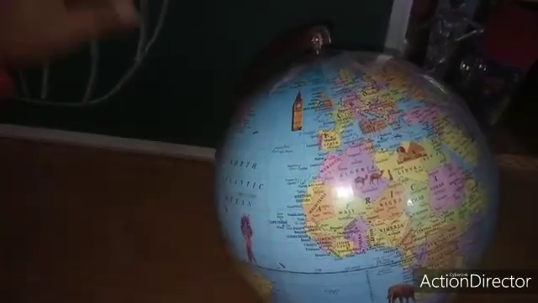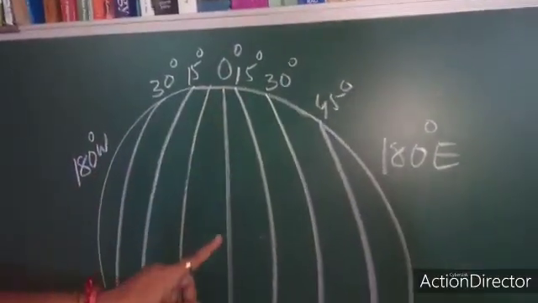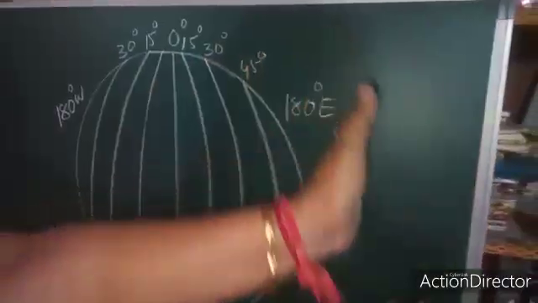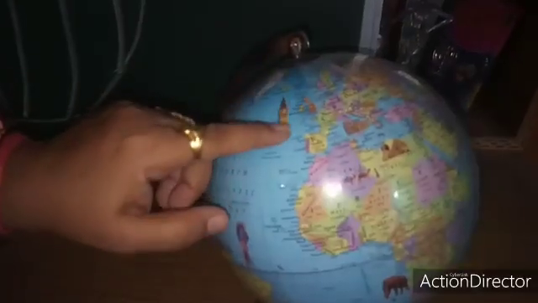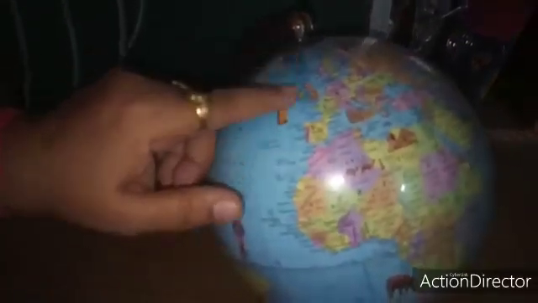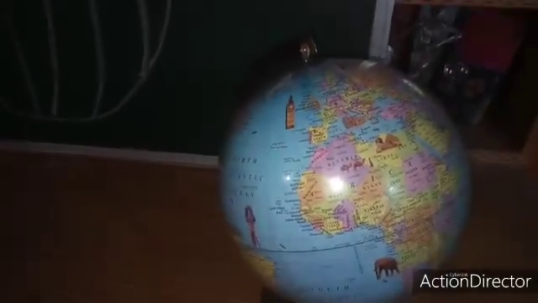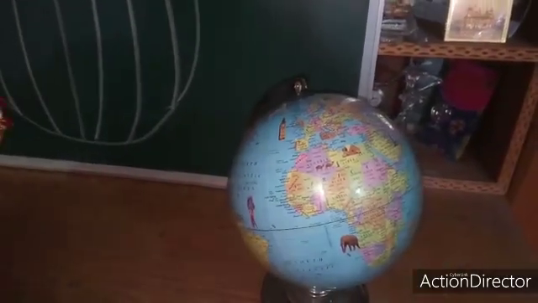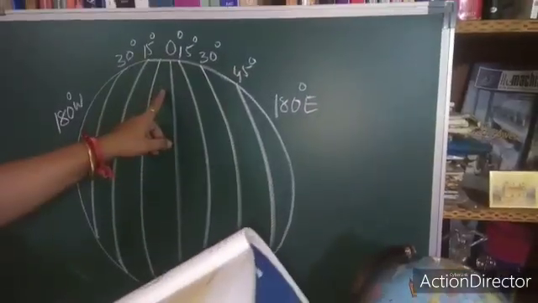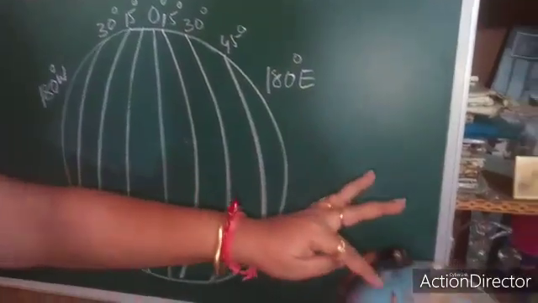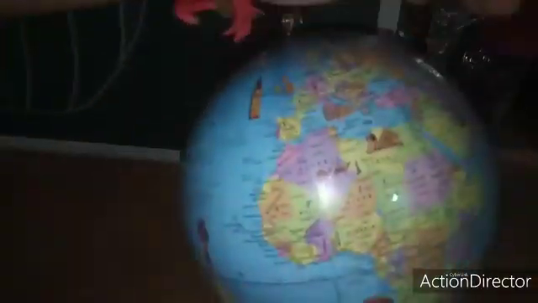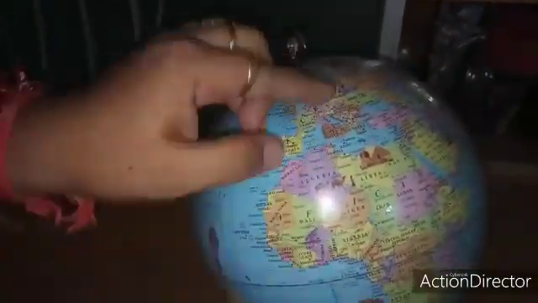This is the prime meridian, 0 degree. The main line which cuts the globe, this is the 0 degree meridian, and it passes through Greenwich. This blue line you are seeing is the prime meridian. It is the most important longitude and is marked as 0 degree. It is the starting line of numbering the meridians. From here onwards, the longitude, degree wise, it is starting.